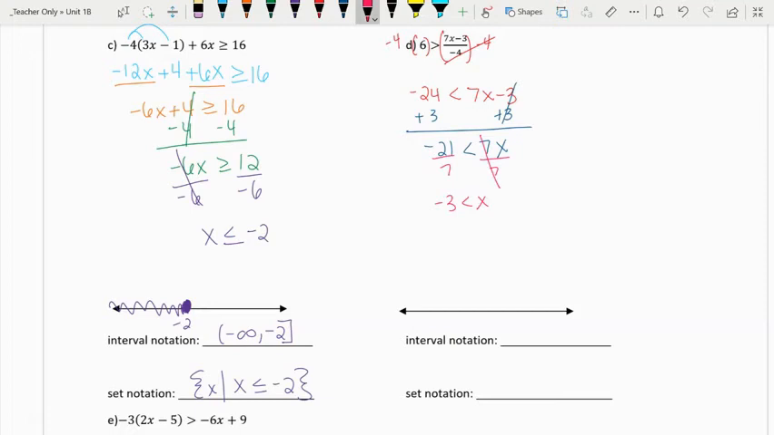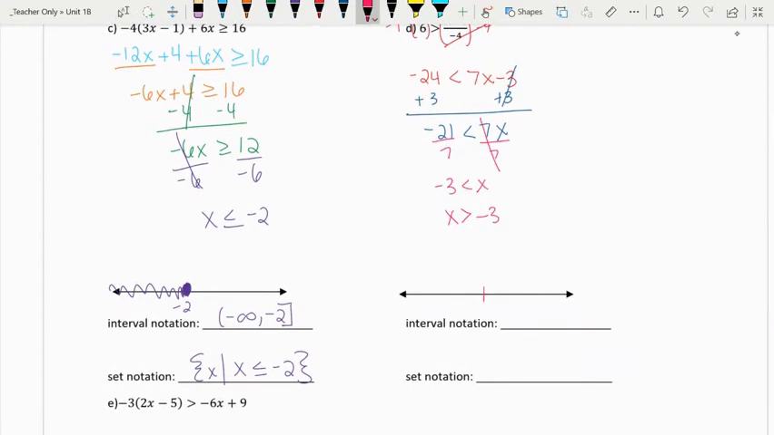The problem is now our x is on the right instead of the left. So we do need to flip everything, which means we flip the inequality as well. So we have -3, open circle because it's not equal to, and then we would shade to the right because it is greater than. So farthest left is -3, farthest right is infinity, both parentheses. And then set notation, x such that x is greater than -3.